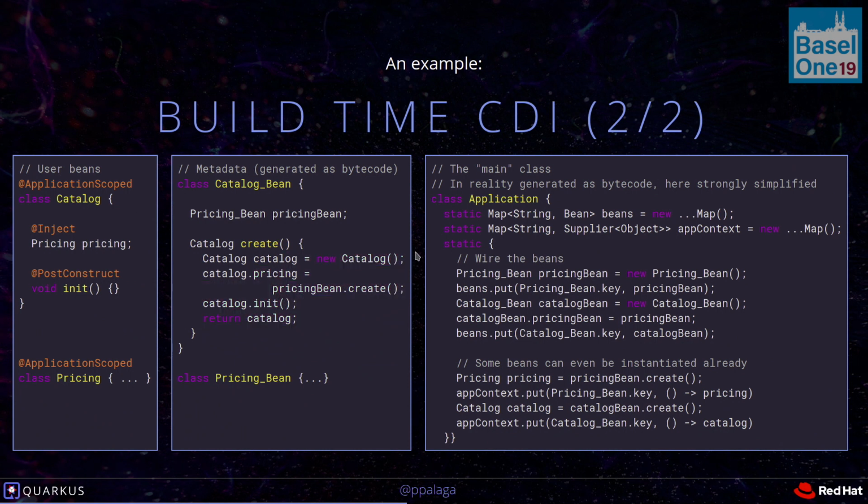And then, in some static initializer of some class, which happens to be called application, we would have something like this, a map for the metadata that we have produced here, and this is the wiring that happens there, and here for some beans we can directly instantiate them in the static initializer. As an example, what Quarkus extensions are doing.